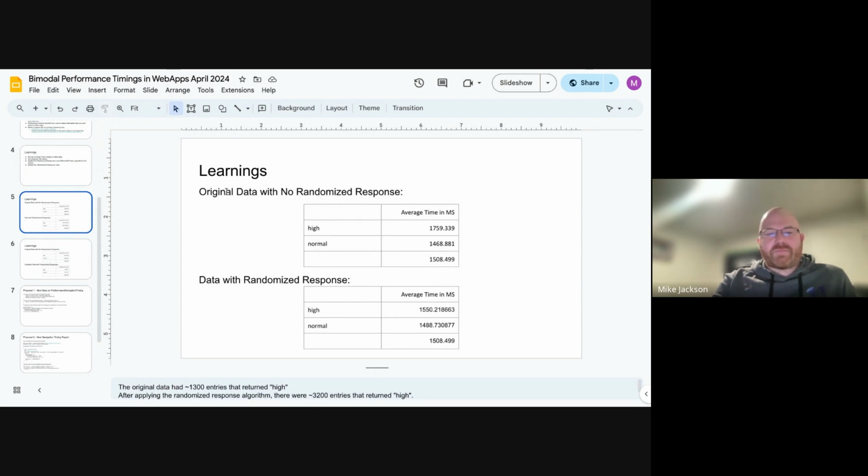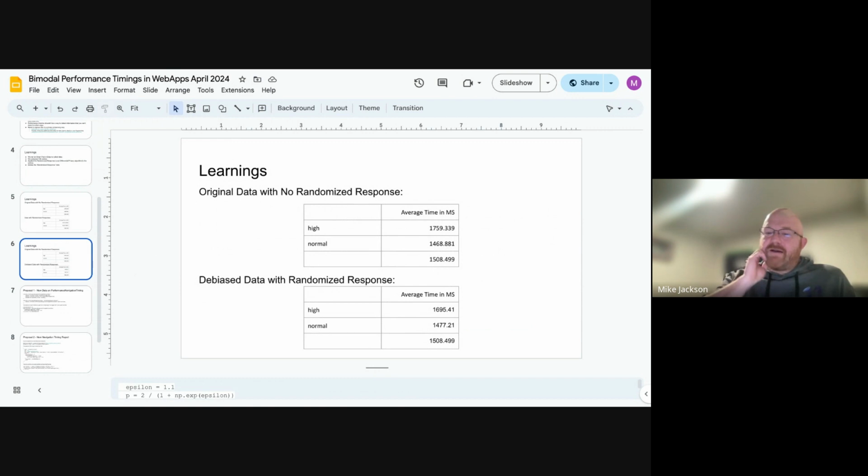And so then what we did was we went and actually tried to debias the data. And when we debiased the data, we didn't get quite back to the exact differences that we had. We did get back to something that was fairly representative and within, I think, 60 or 70 milliseconds of the original averages, whilst continuing to preserve everything else.